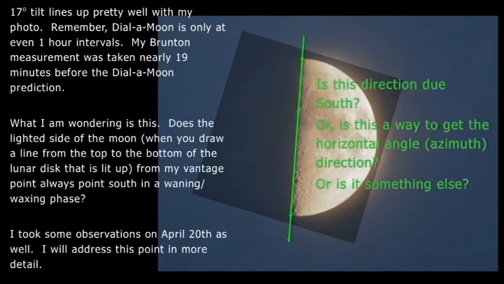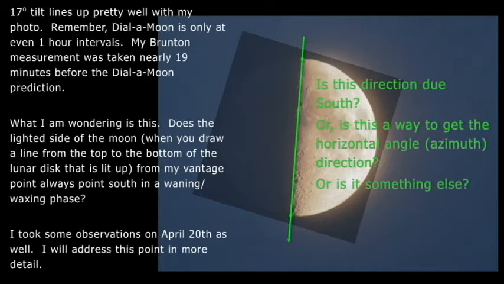Does the lighted side of the moon, the lit side, when you draw a line from the top to the bottom of the lunar disk, as I've done here just to show you in this green to the right, lunar disk that is lit up from my vantage point, always point south in a waning or waxing phase? Basically what I'm asking here is, does that straight line I drew here in green always point due south?